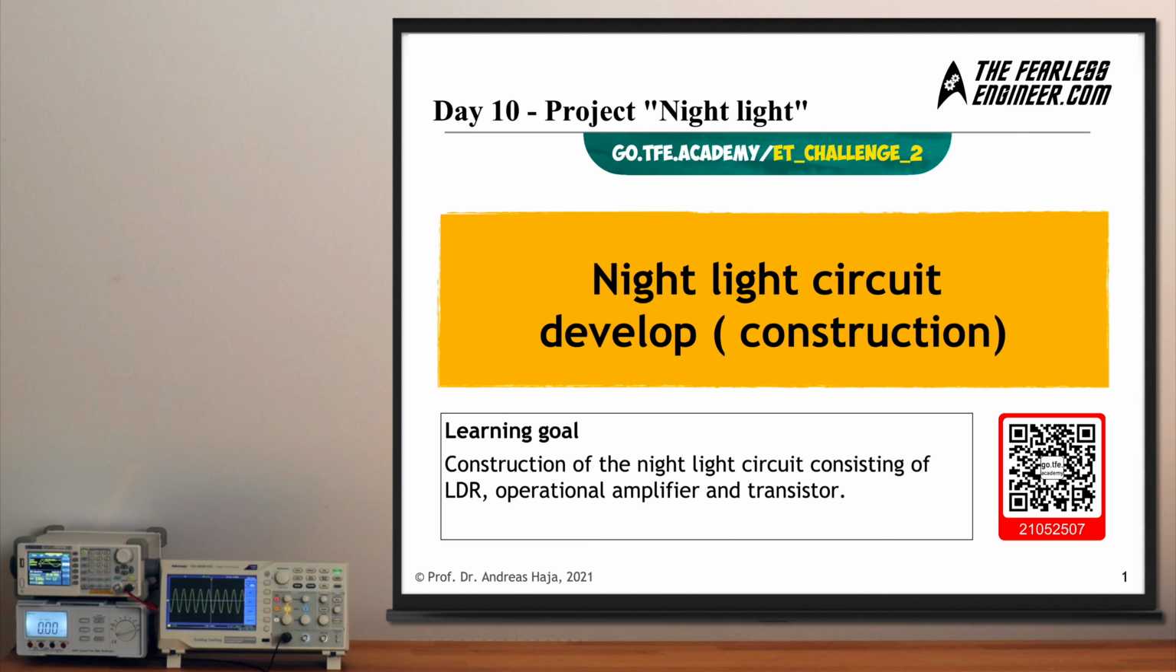Now this video is the conclusion to a series in which I showed you how to develop an automatic night light circuit from the initial idea through the individual functional groups up to the finished circuit, which we're going to look at in this video.